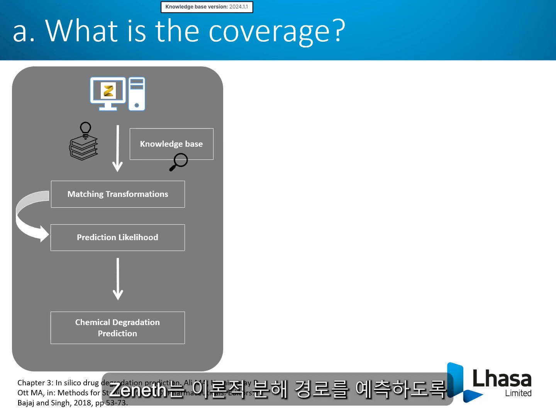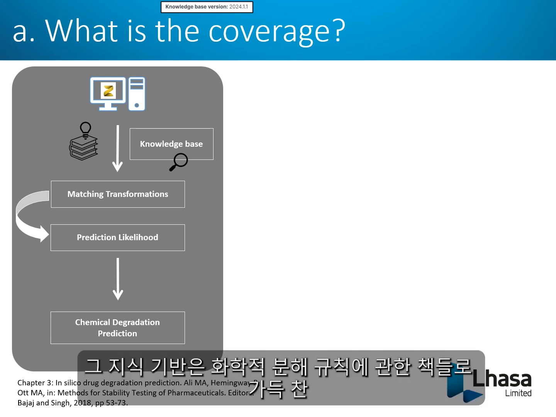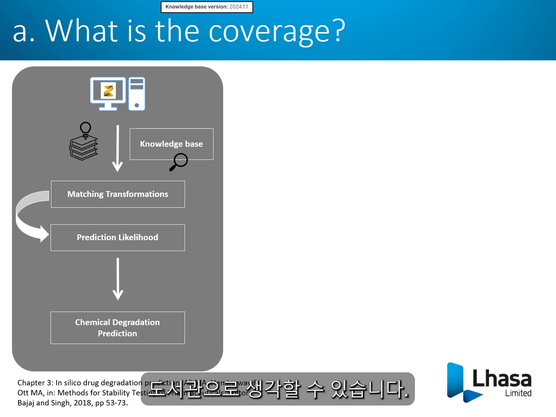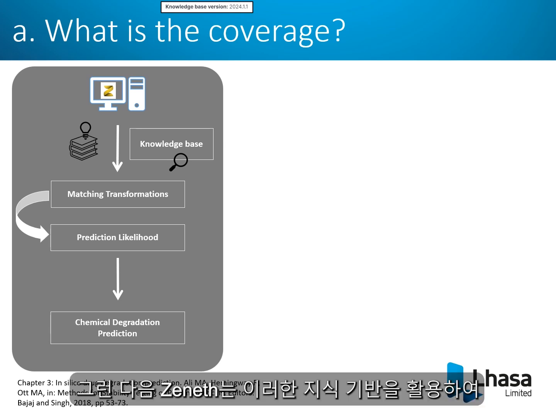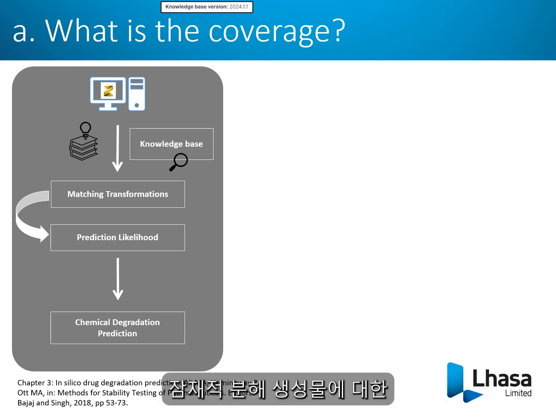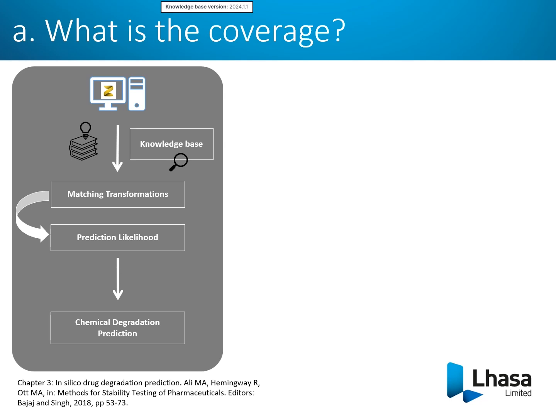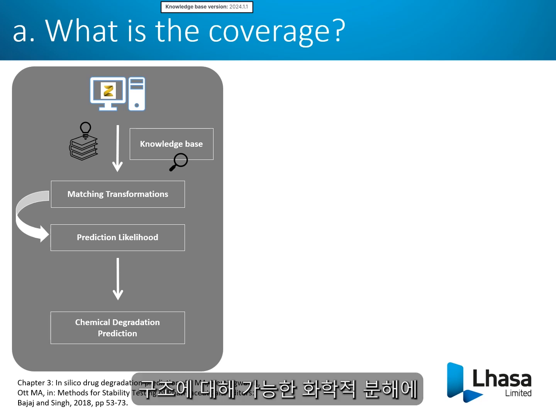Zeneth is a knowledge-based system designed to predict theoretical degradation pathways. Its knowledge base can be thought of as a library filled with books on chemical degradation rules. Zeneth then uses this knowledge base to match these rules to a relevant fragment of a compound, after which a likelihood score is calculated for a potential degradant. The output of the system is a theoretical prediction of the chemical degradation possible for a given chemical structure.